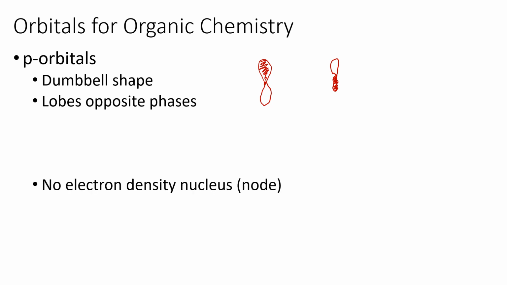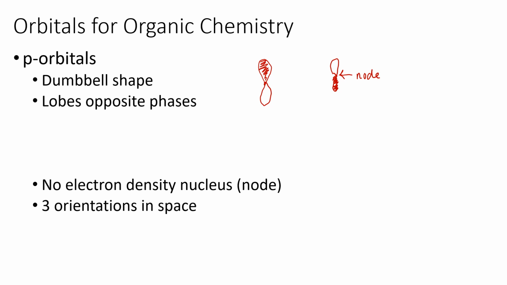One of the differences with our p orbitals is we have what we refer to as a node. And a node is going to be right at the nucleus. And a node means we have no electron density there. So in the p orbital, we do not have any electron density right around the nucleus. Our electron density is in those two lobes away from the nucleus.